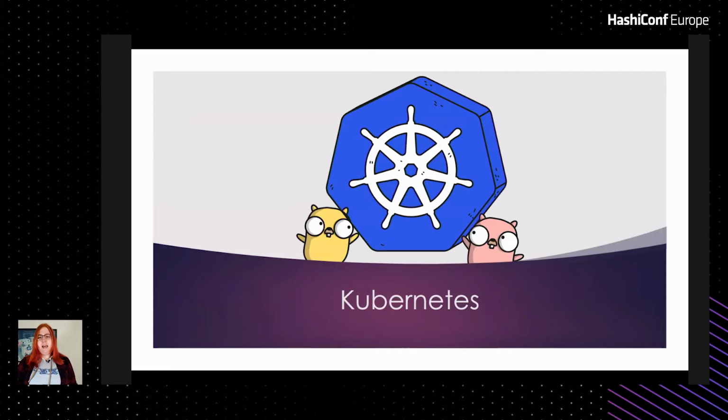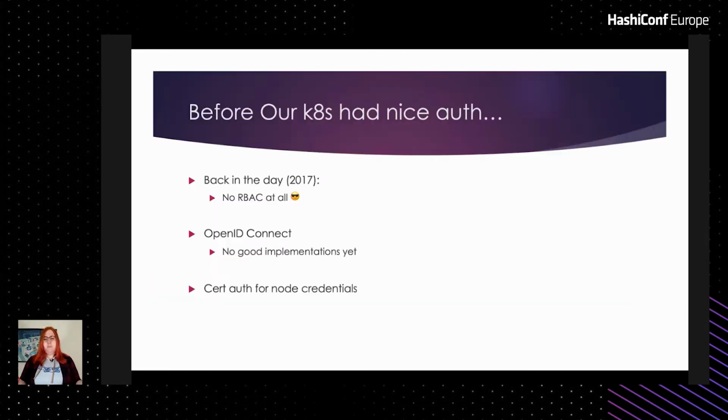Next up is PKI. More specifically, how we use it for Kubernetes authentication. So we started with K8s back in 2017-ish. Our initial implementation didn't even have any role-based access control, but we definitely needed something in place before we could use this for production. At the time, OpenID Connect existed, but there weren't really any great implementations for it yet, or at least none that were user-friendly and could be used in Jenkins.